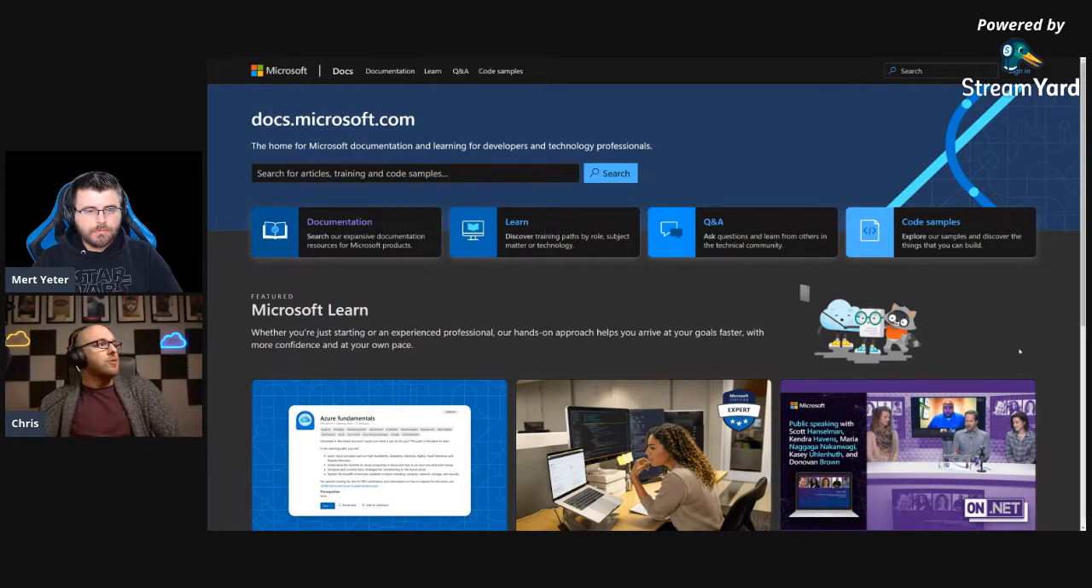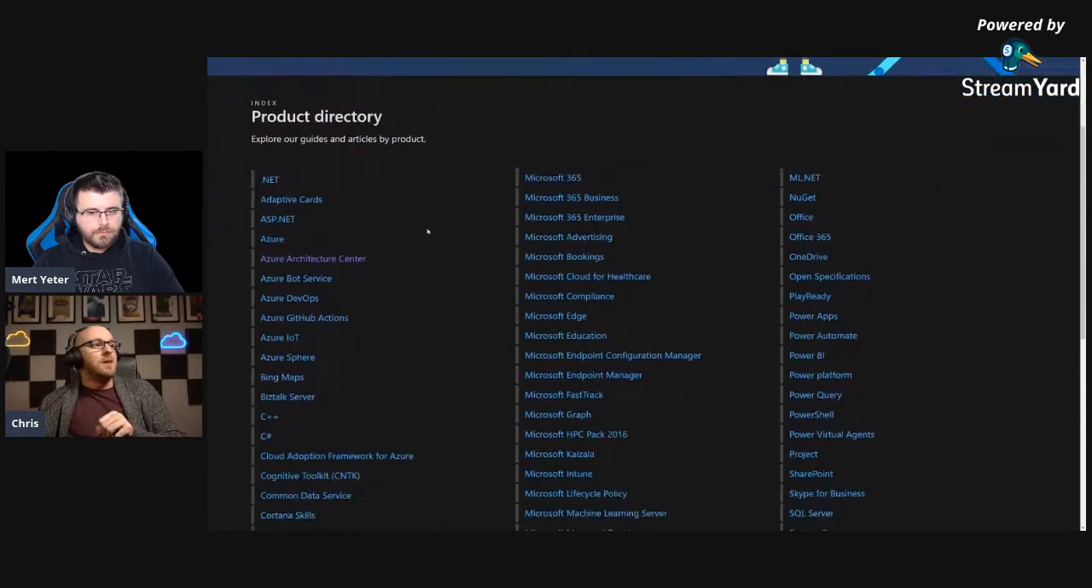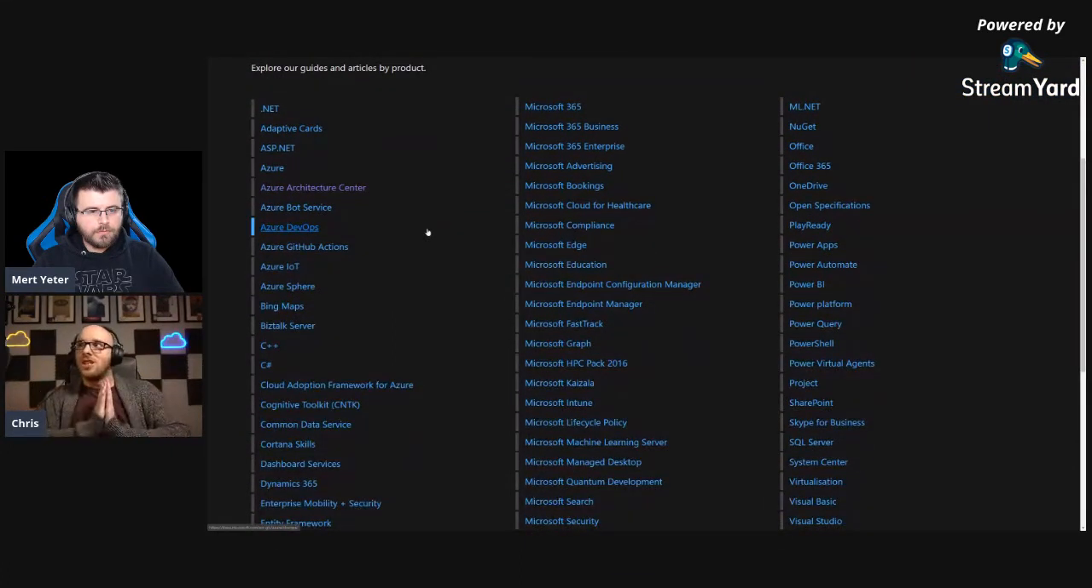So we'll take a look through some of those. I'm just going to show docs.microsoft.com. And if you've never navigated through docs.microsoft.com, you may not realize that there's actually tons of different documentation pages you can go and look at. And there's one in particular that I want to show here, which is the Azure Architecture Center.